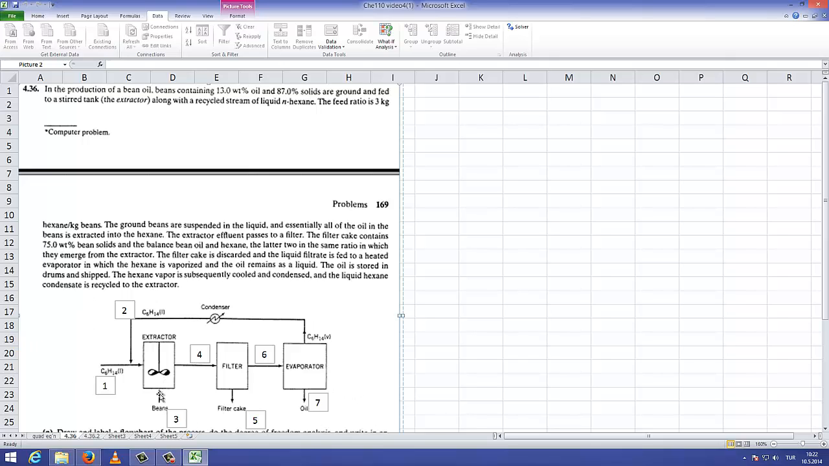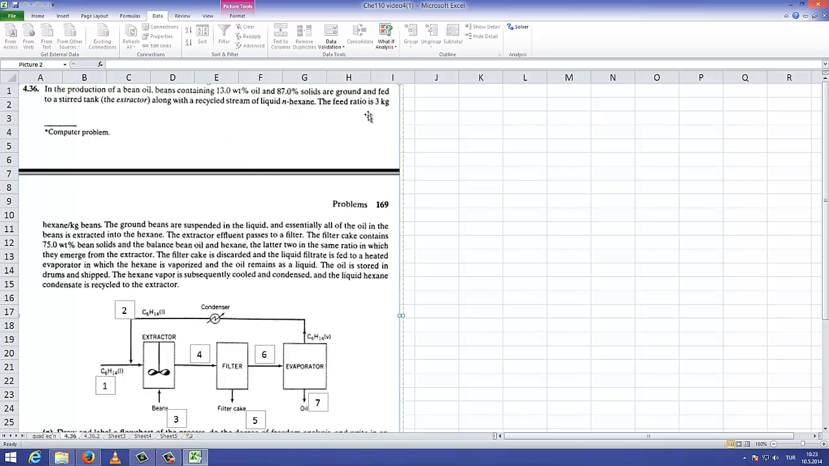It takes beans into an extractor, and hexane into an extractor. It goes into a filter. Filter cake is removed, and it goes to an evaporator. The hexane is recycled, and the oil is taken as a product. The numbers show that 13% of the bean is oil and 87% is solid.